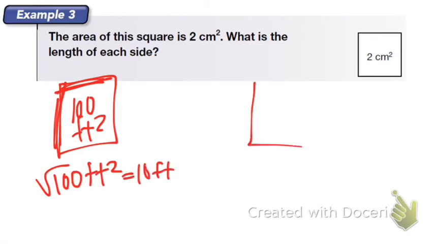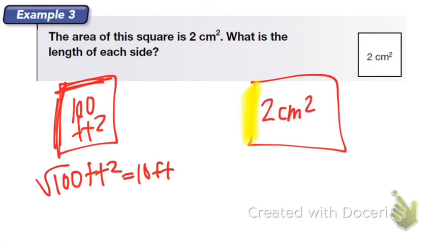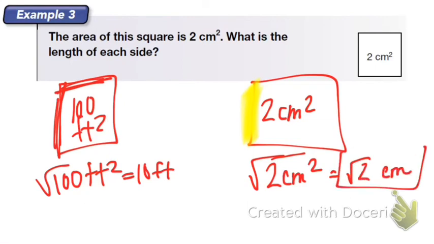Okay, so we're going to do the same thing here as if we have an area of 2 centimeters squared. To find the side length, all we have to do is take the square root. So we take the square root of 2 centimeters squared, which we know that there's no number times itself that equals 2, so we would just leave it as the square root of 2 centimeters for the side length.